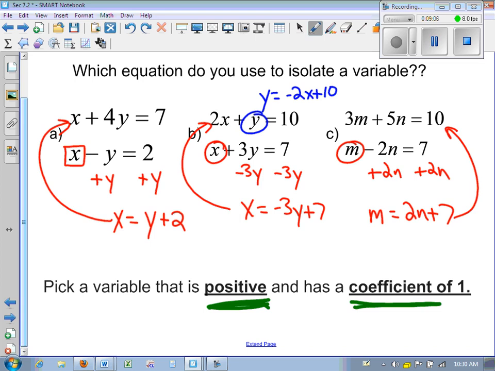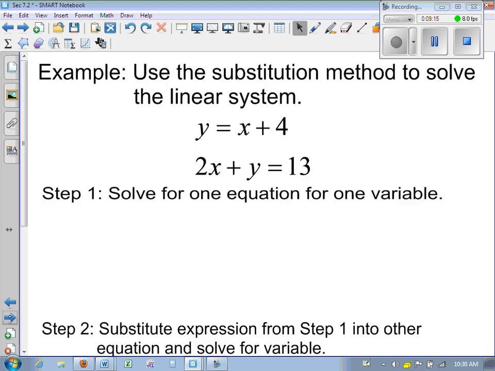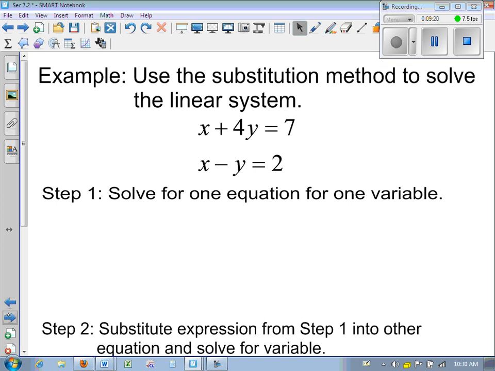Okay. So you're always looking for that variable that's positive and has a coefficient of 1. So let's look here. That one's already done. Let's go to this one. So first, solve one variable in one of the equations. I'm going to pick this x in the bottom one because it has a coefficient of 1 and it's positive. Add y to both sides, and I get to there.